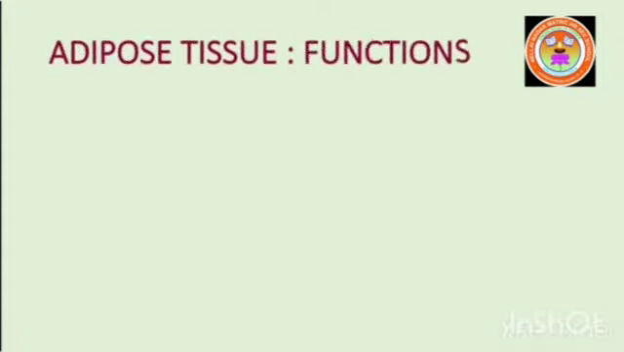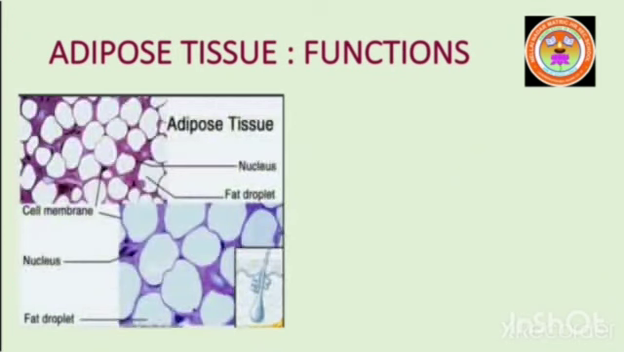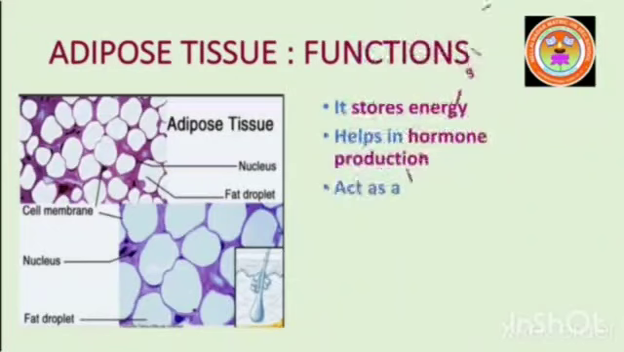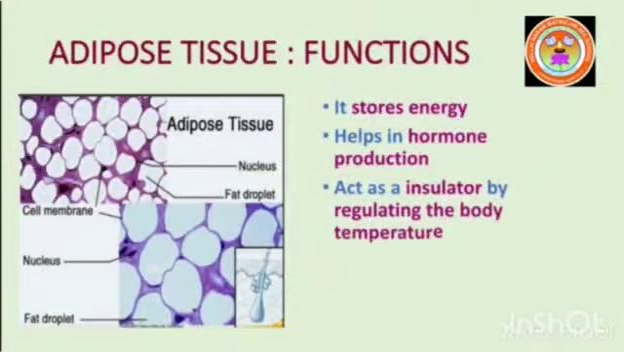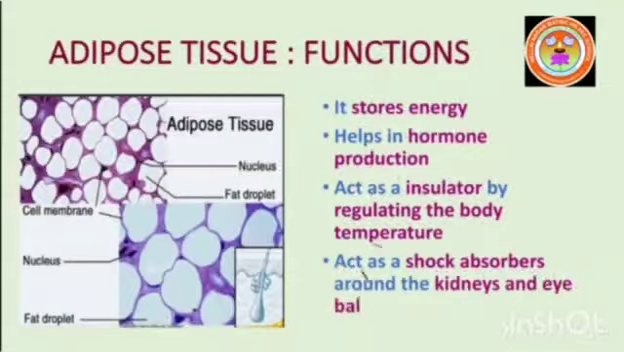Now let us see the functions of adipose tissue. It stores energy, helps in hormone production, acts as an insulator by regulating the body temperature. Acts as a shock absorber around the kidneys and eyeball.